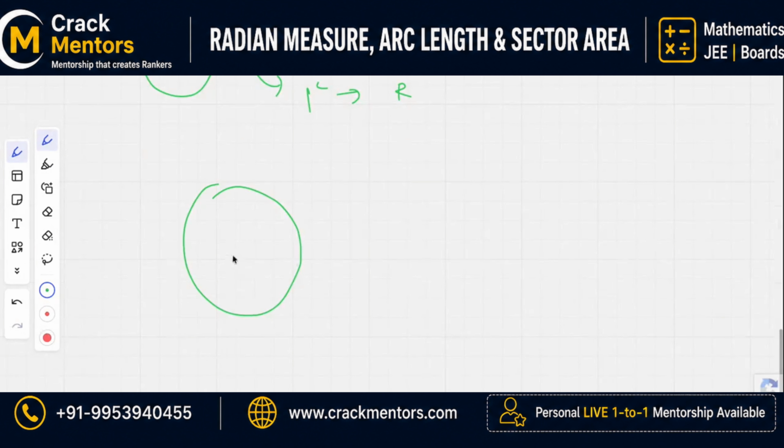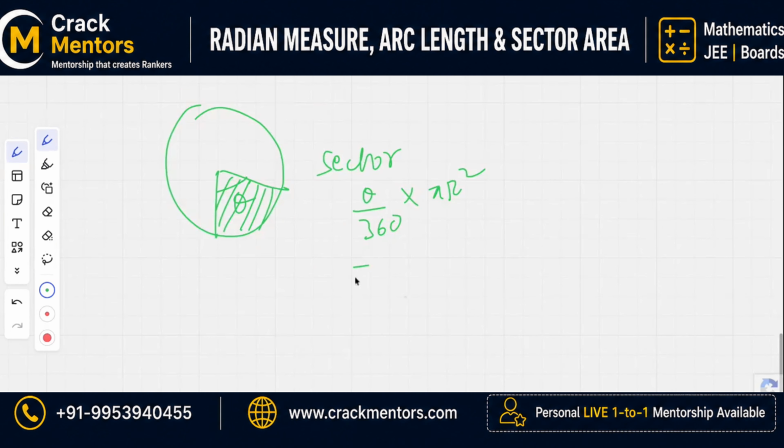Yeah. Then if you consider this is called as the sector, whose area is theta by 360 into pi r square. You can also write it like actually theta by 2 r square, because pi by 360 is how much? 1 by 2. So theta by 2 r square.